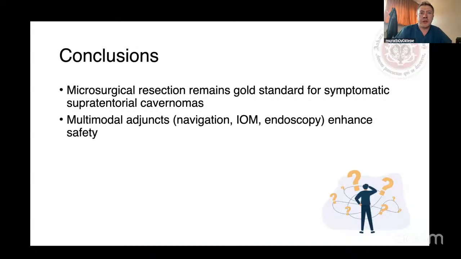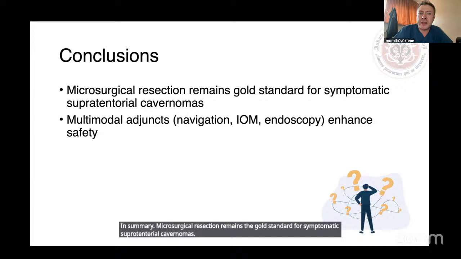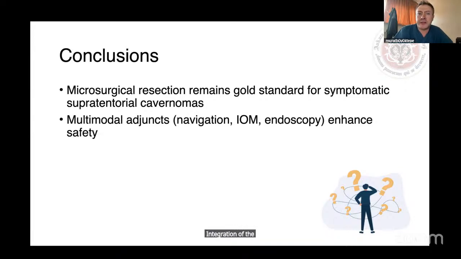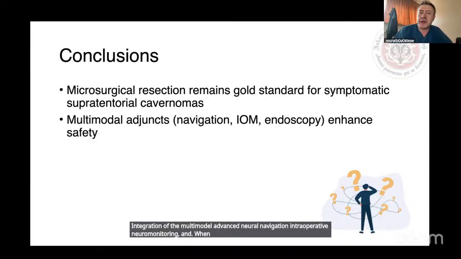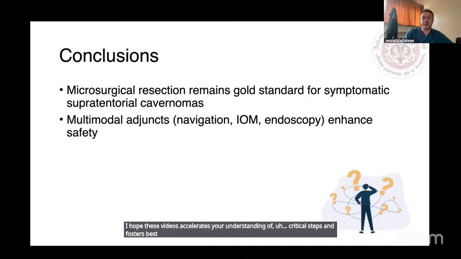In summary, microsurgical resection remains the gold standard for symptomatic supratentorial cavernomas. Integration of multimodal adjuncts, neuronavigation, intraoperative neuromonitoring, and, when appropriate, endoscopic assistance maximizes the safety and efficacy. I hope these videos accelerate your understanding of critical steps and foster best practice in cavernoma surgery.